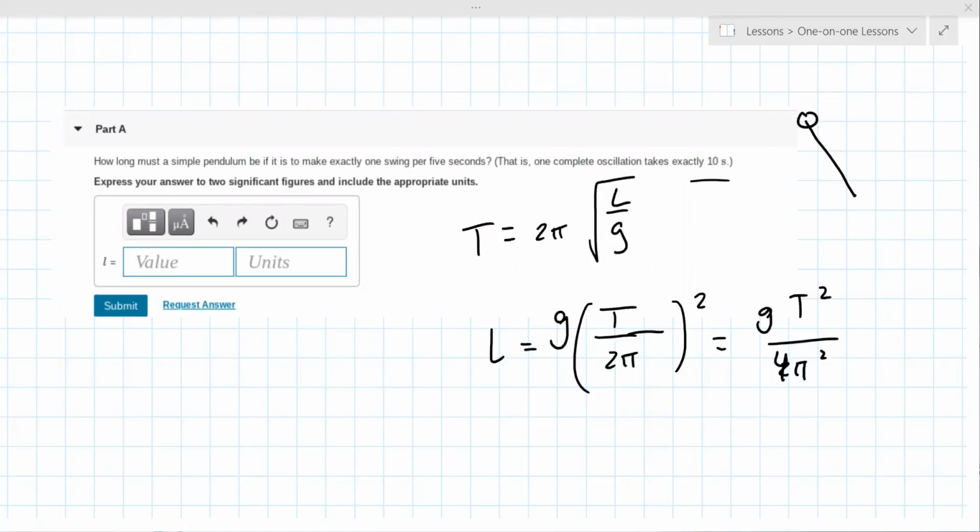So I got about 24.8 meters. It does say go to 2 significant figures, so you might go 25 meters. That was correct. All right.